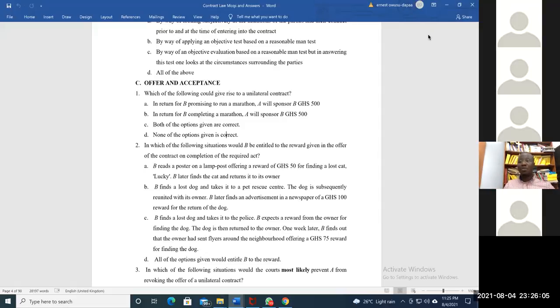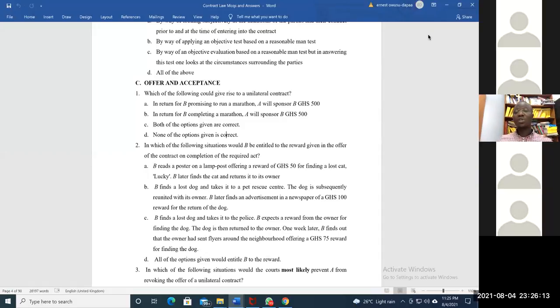Okay, so let's move on. Question 2: in which of the following situations will B be entitled to the reward given in the offer of the contract on completion of the required act? A, B reads a poster on a lamp post offering a reward of 50 cedis for finding a lost cat, which is called Lucky.